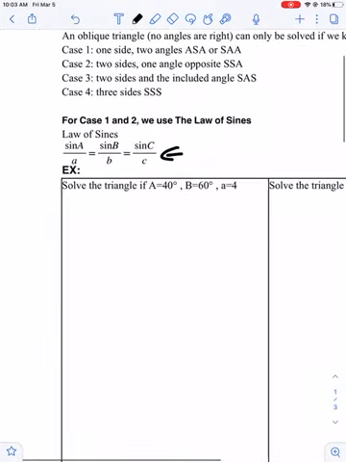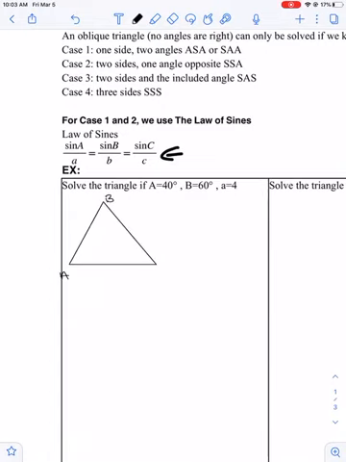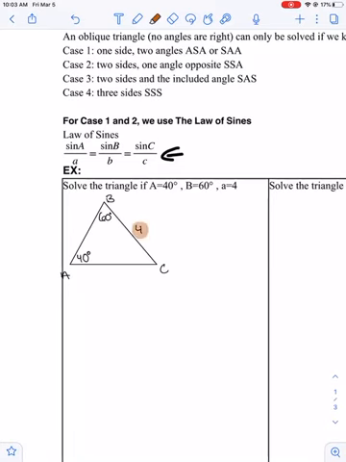ABC, and I'm going to label what we have. So A, B, C. Angle A is 40, angle B is 60, and side a is 4. Now I just set up the ratio. First we need to check if it falls into case 1 or case 2. And we have a side, angle, angle.